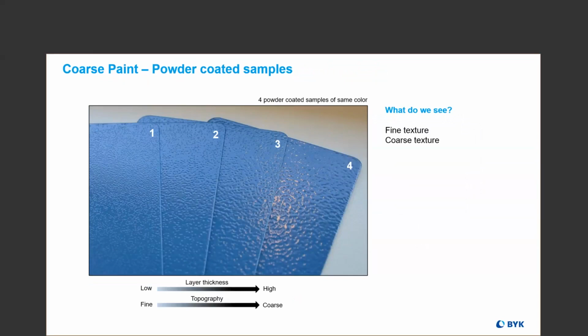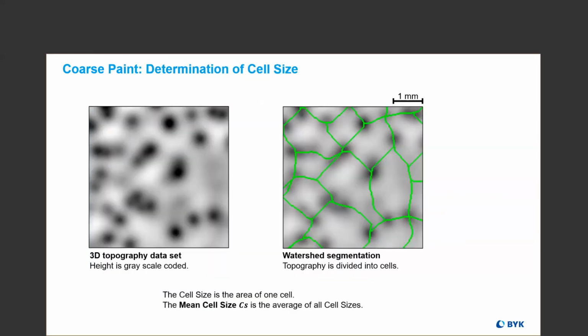So when we say coarser, when we say rougher, what we're really saying is that the cell size is larger. And so in order to properly quantify this effect, to properly quantify the appearance of these samples, we need to be able to measure the mean cell size. So again, we rely on the Watershed segmentation method, which allows us to calculate the size of each cell within the image and then average them to arrive at the mean cell size, CS.